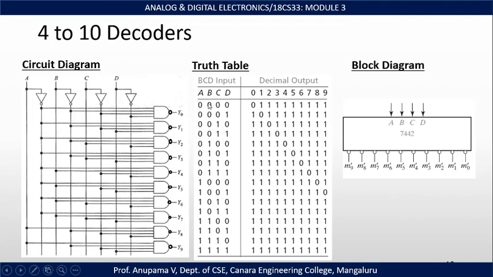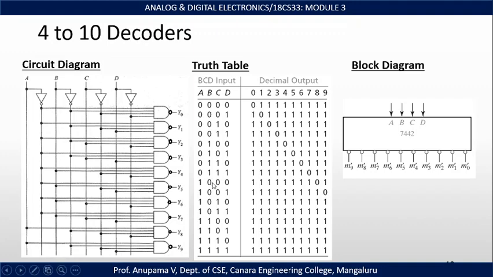According to our decoder definition, when A is 0, B is 0, C is 0, D is 0, Y0 should be high and the remaining outputs should be 0, right? But it uses negative logic, that is, when Y0 should be high, it is indicated by 0 and the active low is indicated by 1. So instead of Y0 setting to high, the output will be in the complemented form.